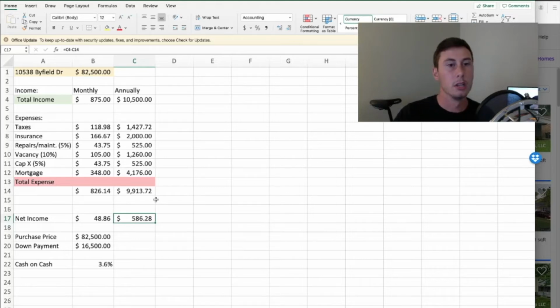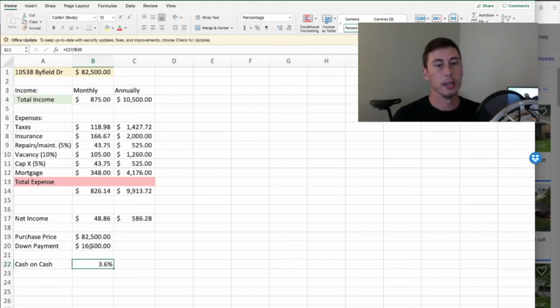invested in the deal. So like I said in my previous video, the bank wanted us to put 20% down on this house. So 20% of $82,500 is this number right here. So purchase price, $82,500. Down payment is 20% of that number. So that's the cash that's coming out of our pocket. And then to find the cash on cash return, we divide the annual NOI right here by the amount that we put into it. And that is how you find the cash on cash return. So that's one of the most important numbers in real estate.